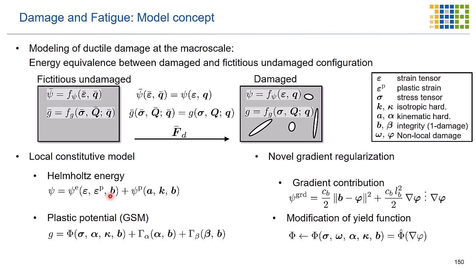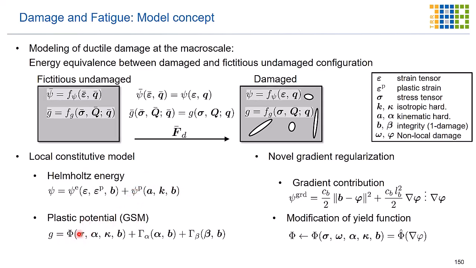The damage, again, to emphasize that, can lower the elastic moduli, so Young's modulus, bulk modulus, P-wave modulus, and so on. And we have plasticity added here because we are talking about low cycle fatigue, so we have plasticity involved still, where we have some kinematic or isotropic hardening values, and also damage or integrity that's affecting the plastic potential.